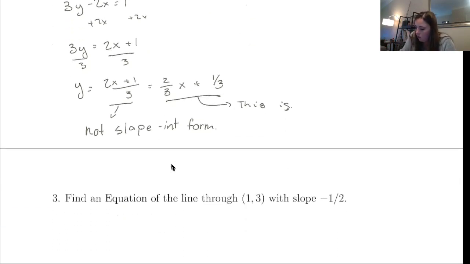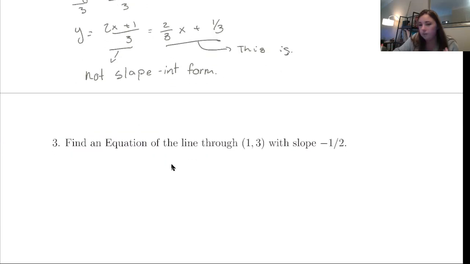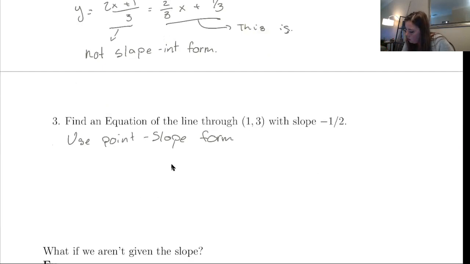Alrighty. So now I'm asked to find the equation of the line through (1, 3) with slope -1/2. So which form is probably going to be the best one to use for this one? Right? Point slope. I'm given a point, given a slope. Point slope. All right, cool.